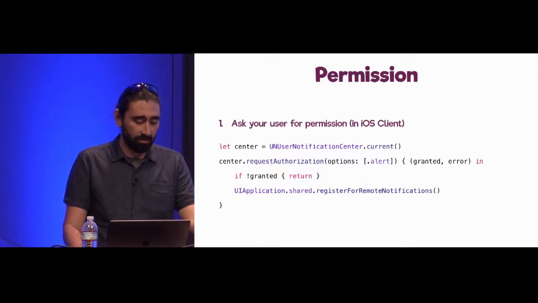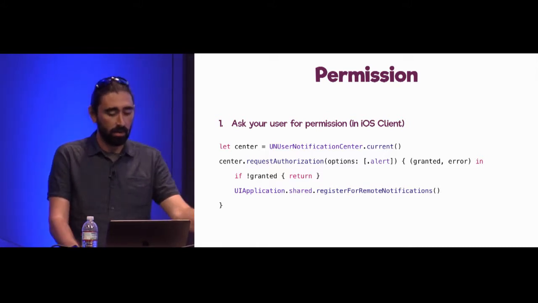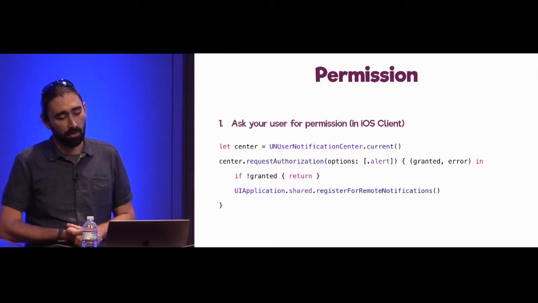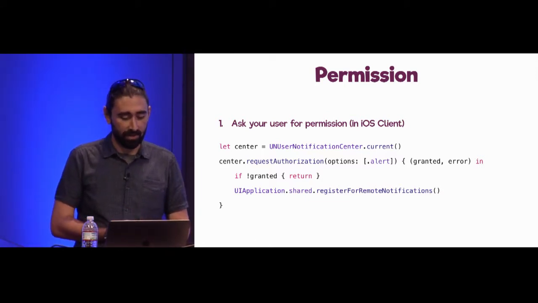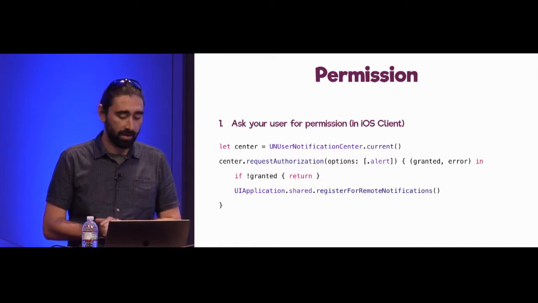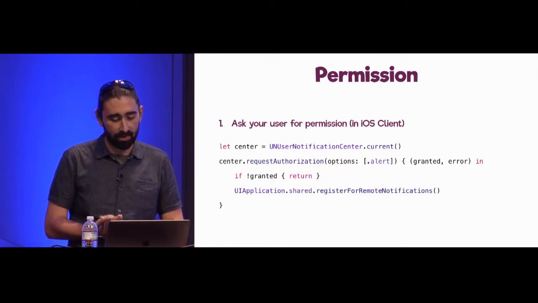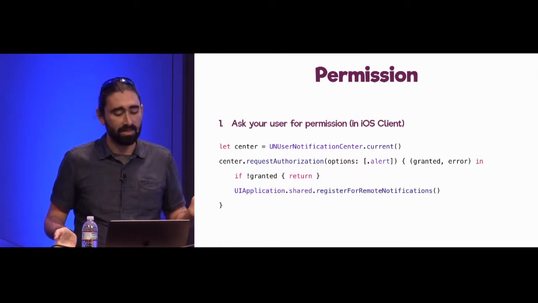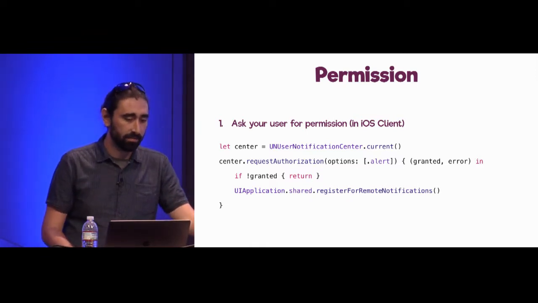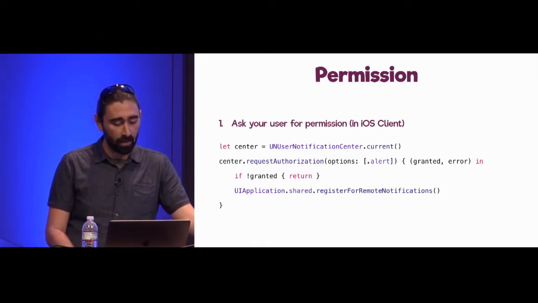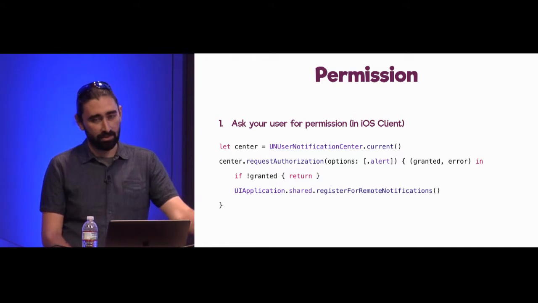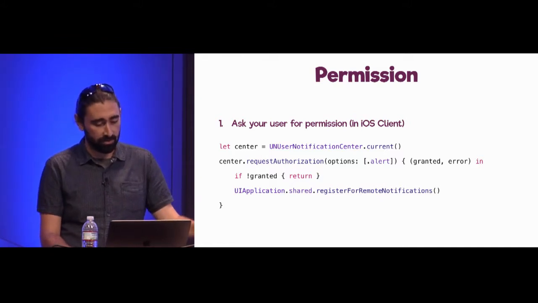So here's just a little bit of sample code. We're here in the iOS client. We're asking for authorization to send push notifications, notably using the new UN User Notification Center APIs. We're requesting authorization to present an alert. This also applies to a banner. If we're granted, we can tell our application to register for remote notifications.